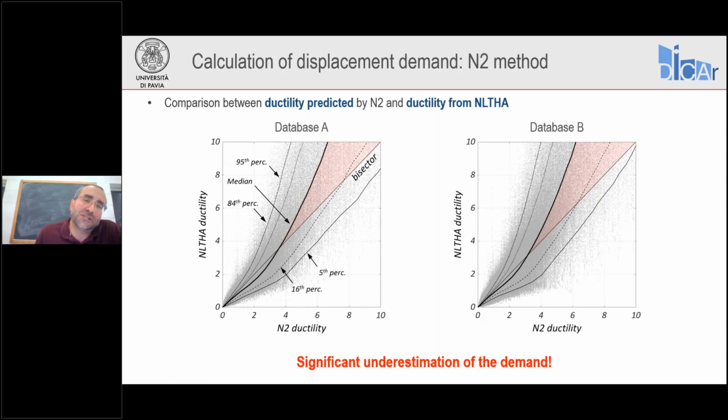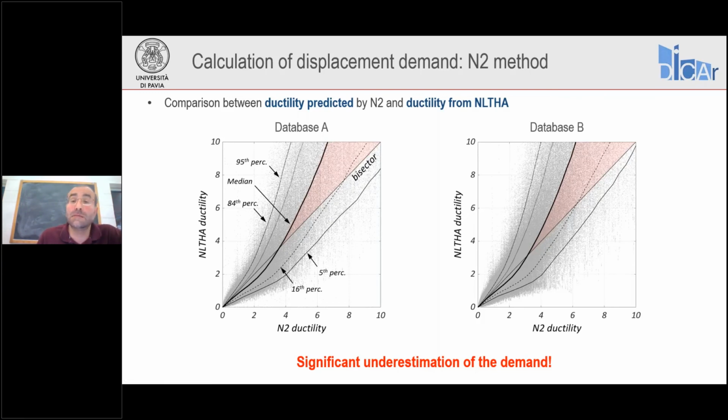Well, of course, it's an approximated evaluation of the displacement demand, but in this case, we can see that we have a problem. You see, this is the median value, and you see that it is above the bisector. It means that, on average, the demands from the dynamic nonlinear analysis are greater than the ones predicted by the N2 method. So as I said before, the N2 method is underestimating the inelastic displacement demand, and this underestimation becomes greater as the ductility demand increases.